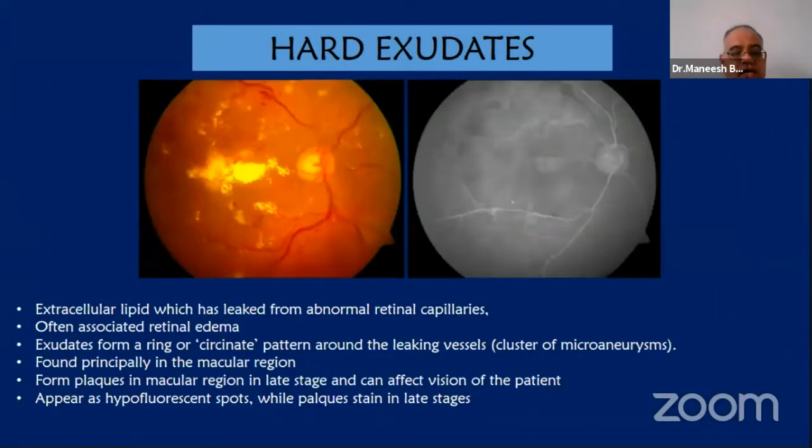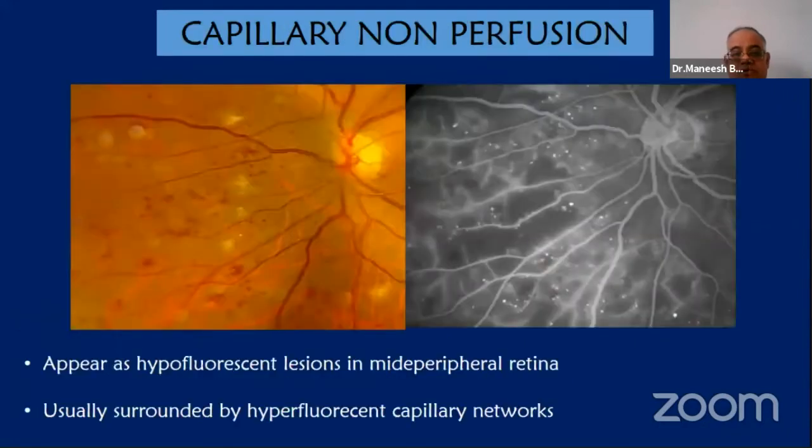The hard exudates are extracellular lipid leaked. It is often associated with retinal edema and may be present in the form of clumps or circinates around a cluster of microaneurysms. Principally, they are seen in the macular region, and then they form plaque in the macular region in late stages, which affects the vision of the patient. They appear as hypofluorescent spots, while the plaques tend to stain in late stages and appear as hyperfluorescent.